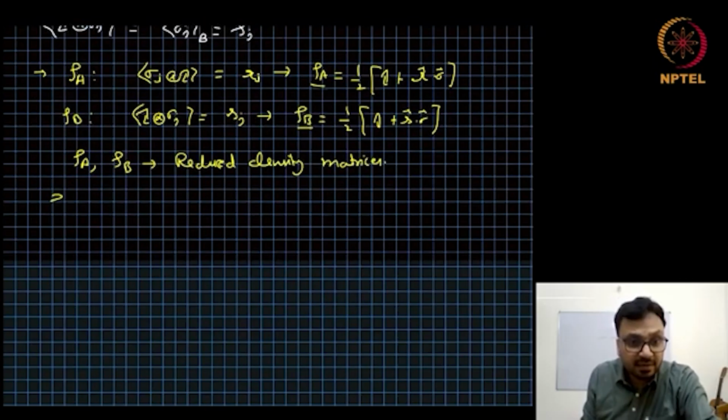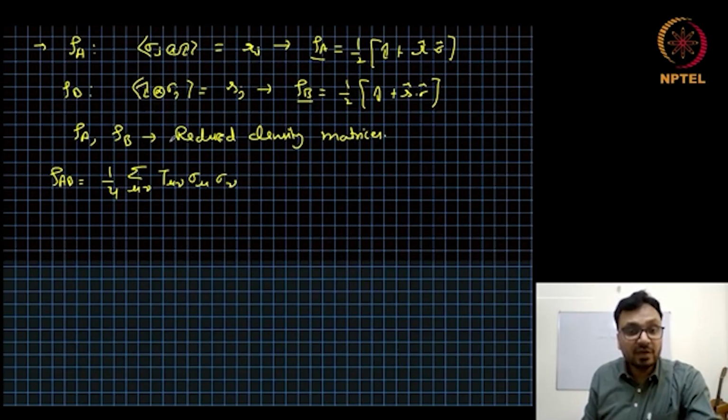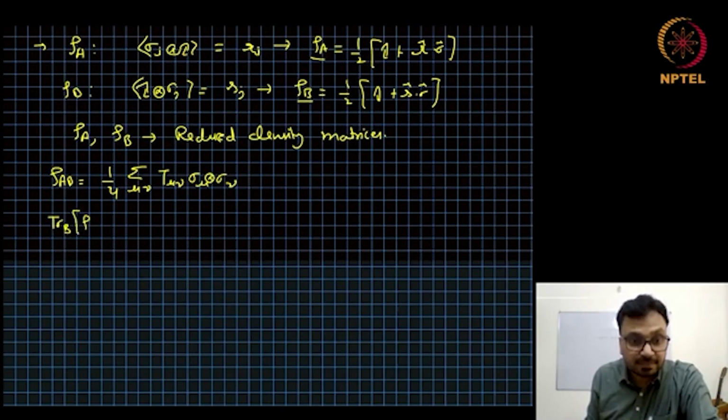We have ρ_AB, the total state, which is 1/4 sum over μ, ν, T_μν, σ_μ tensor σ_ν. Now, what will happen if we take the trace over subsystem B? That means we have 1/4 sum over μ, ν, T_μν, σ_μ tensor trace of σ_ν.